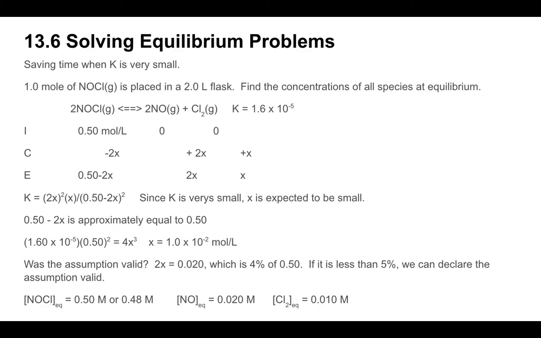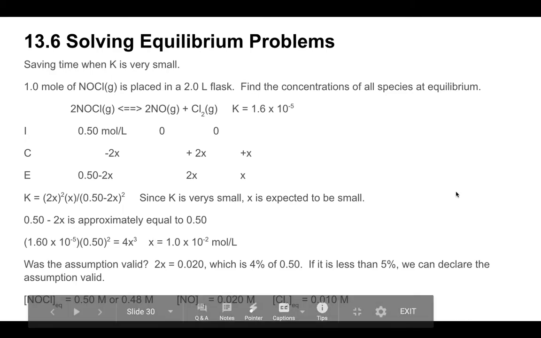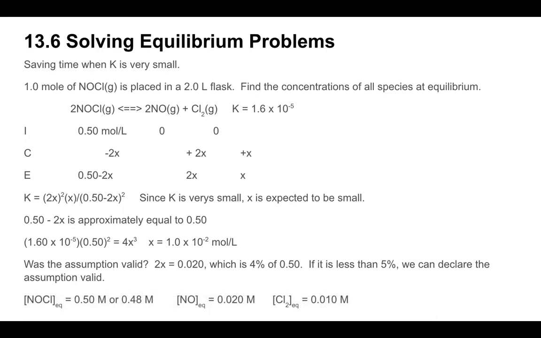Let's start with our initial concentrations. 1 mole in a 2-liter flask would be 0.5 moles per liter. And of course, no NO and no Cl2, so those are 0. To reach equilibrium, we'll obviously need to shift to the right. Q equals 0, so Q is less than K, so we have to shift to the right. We have to form product.